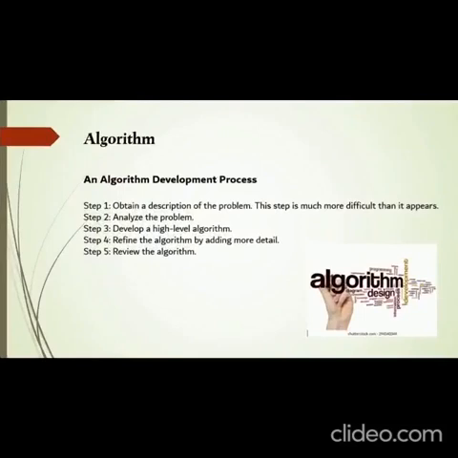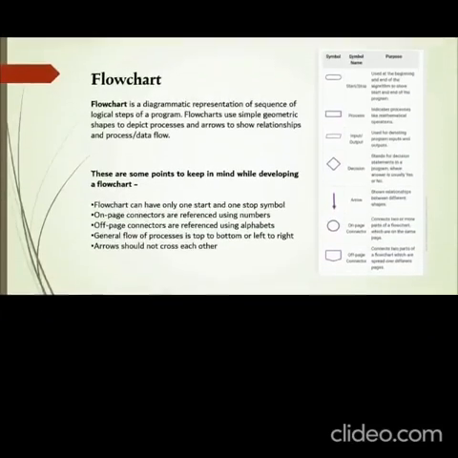Algorithm. An algorithm development process. Step 1. Obtain a description of the problem. This step is much more difficult than it appears. Step 2. Analyze the problem. Step 3. Develop a high-level algorithm. Step 4. Refine the algorithm by adding more details. Step 5. Review the algorithm.